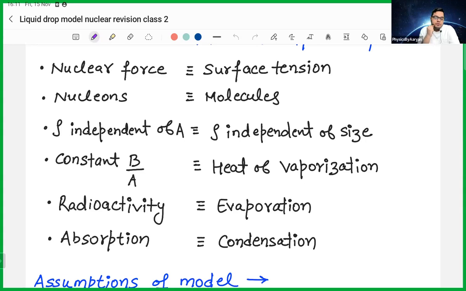In nuclear physics, radioactivity happens. The nucleus breaks and something comes out, right? Absorption: sometimes the nucleus also absorbs a particle. Similarly, in water droplets, condensation happens. It absorbs the moisture and becomes bigger. So you see, there can be many similarities in which the nucleus may be thought of as a liquid drop.